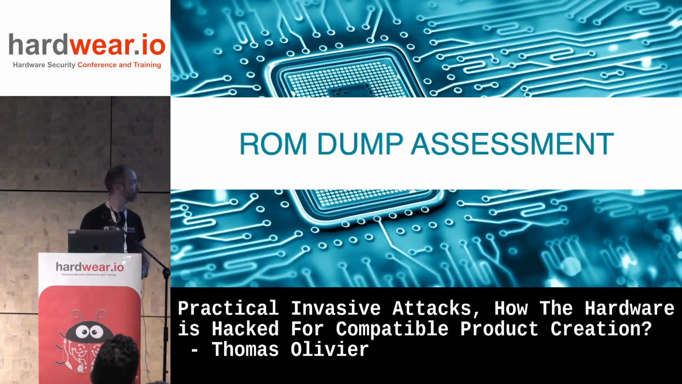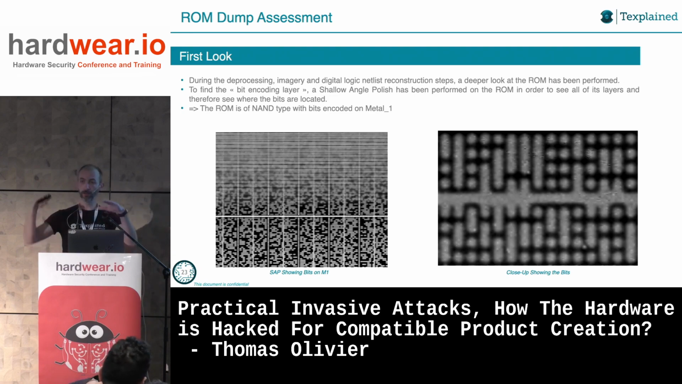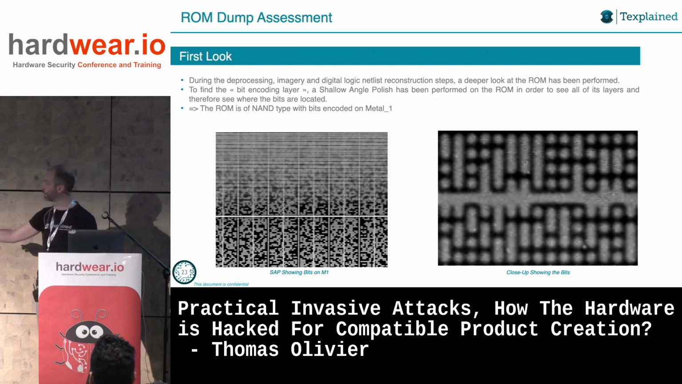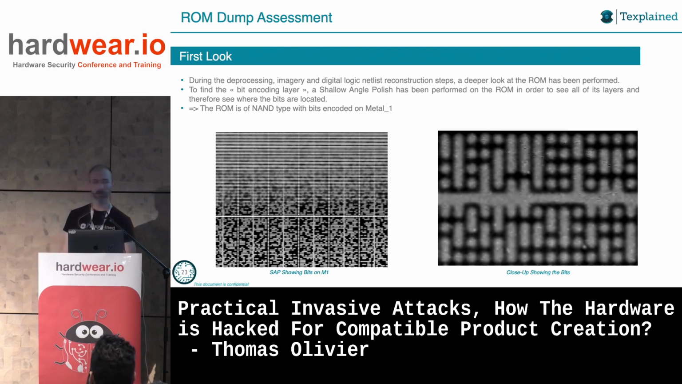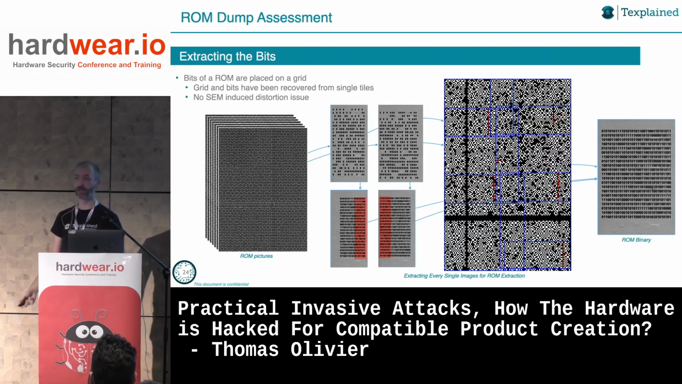So when we were doing this, we decided to have a look at the ROM. The first thing we did was a shallow angle polish. We polished across the ROM itself with a slight angle so we can see all of the layers. And at some point we can see those things with short circuits and no short circuits. That's your bits, right? So the ROM is an AND. I can see some attendees of the trainings are like, yes, it's true. So we have an AND ROM here, and we decided to extract the raw binary of the ROM.